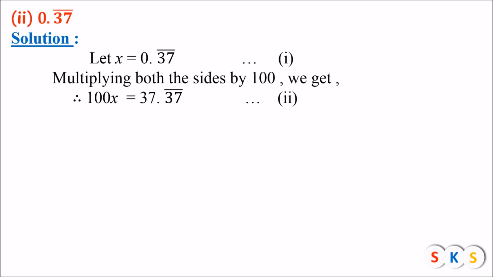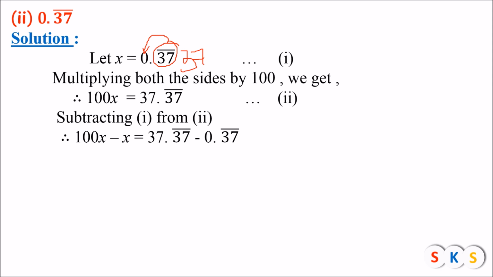if we multiply 0.37 repeating by 100, what will happen here? There are many 37s, 37, 37, 37. So one of the groups 37 will move towards the left-hand side of the decimal, so we'll get 37.37 repeating. Now we will subtract 1 from 2, so 100x minus x equals 37.37 minus 0.37. So 99x equals 37, so x equals 37 upon 99. Therefore 0.37 repeating equals 37 upon 99.